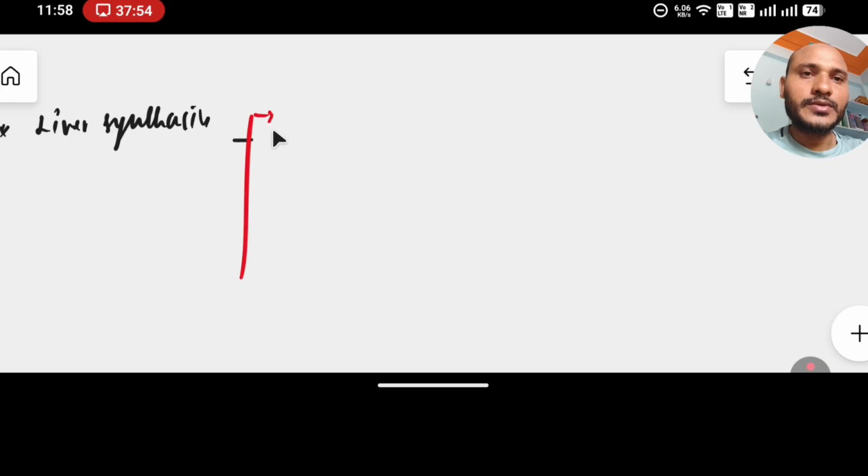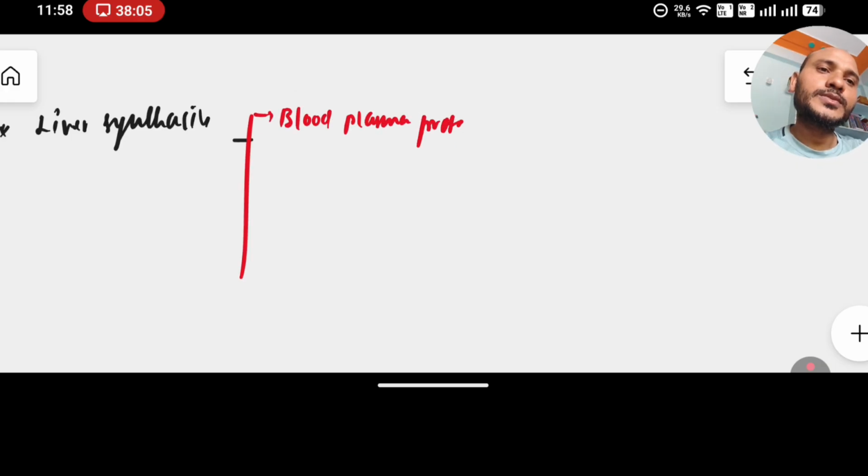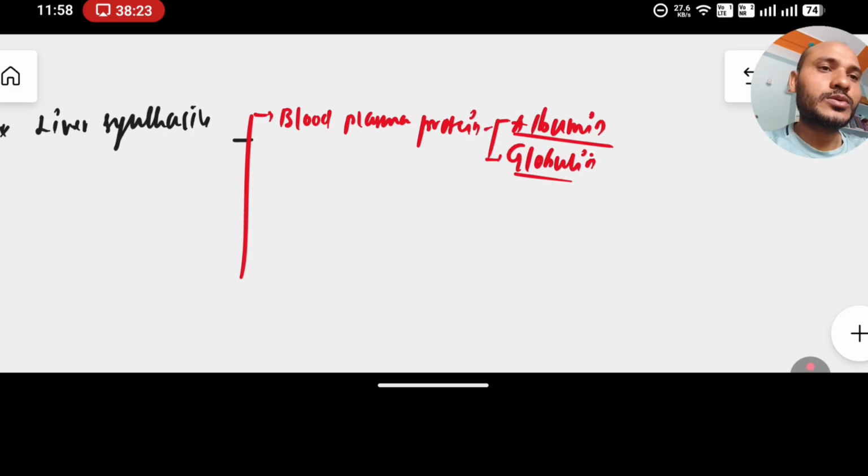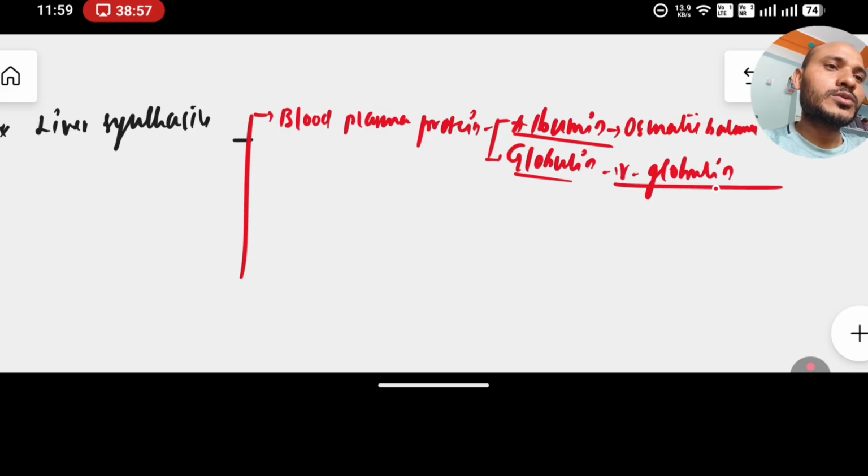There are various compounds or products, like the liver synthesizes blood plasma proteins. Blood plasma proteins are mostly albumin and globulin. Albumin plays a vital role in maintaining osmotic balance. In globulin we have different types: alpha globulin, beta globulin and gamma globulin. Alpha and beta globulin play an important role in the transportation of various materials like hormones and enzymes. But gamma globulin plays an important role in the defense mechanism, which gives immunity to the body.